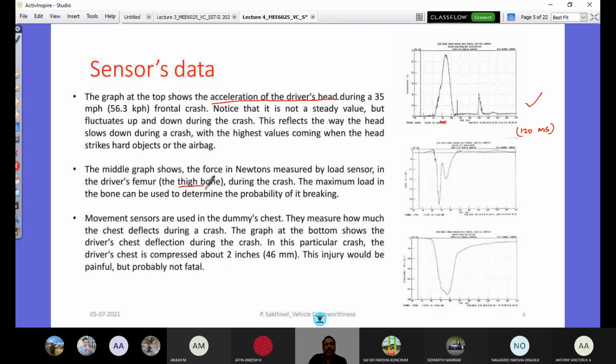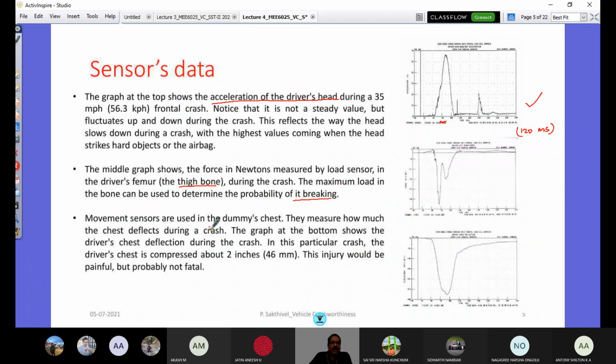Right, so you see this middle graph, the force in Newtons measured by a load sensor in the driver's femur. That's the thigh bone. So what forces does the thigh bone of a driver experience during the crash? The maximum load in the bone can be used to determine the probability of its breaking. You should have a system so that the knee hitting the panel or the firewall is prevented. This data would be quite useful.